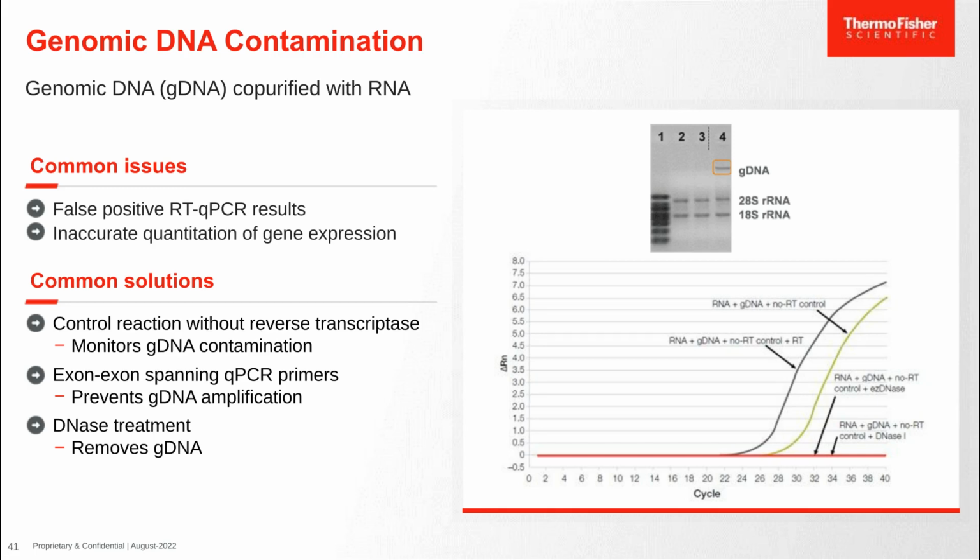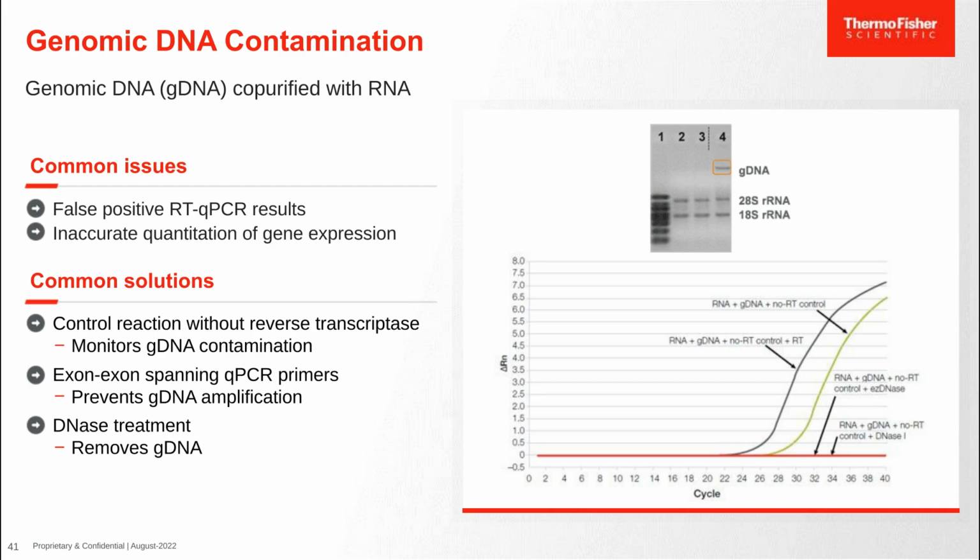Another solution is to use exon-exon spanning primers in qPCR that are designed such that genomic DNA containing the intron cannot be amplified. In this case, if you have genomic DNA contamination, it will not be amplified in your sample, thus separating out the RNA from the DNA.